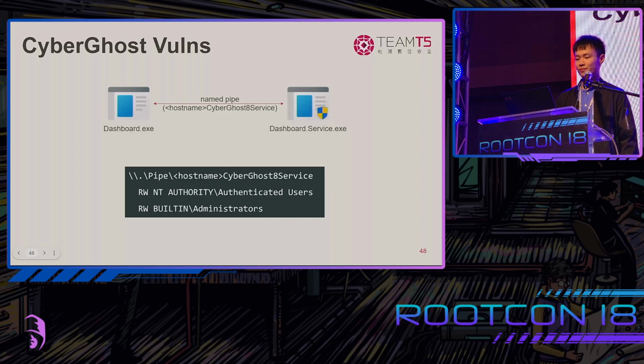Similar to Windscribe, CyberGhost also has a high privilege service, dashboard.service.exe, acting as the NamedPipe server, and a low privilege process, dashboard.exe, as the NamedPipe client. They communicate with each other using the NamedPipe CyberGhost service. Using AccessChk to see the permissions, any user can read from and write to this NamedPipe.